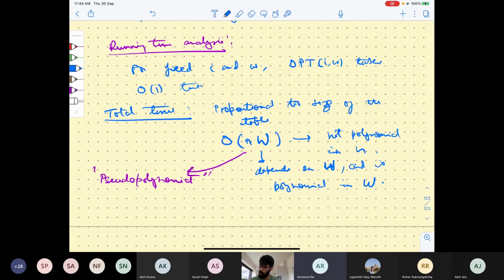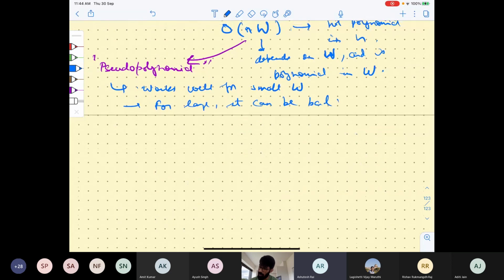And this algorithm will work well for small W, but for large W, it can be bad. So always have this in mind whenever you are doing this sort of DP on weighted things, that it is not exactly a polynomial time algorithm, but something slightly different. It's called pseudo polynomial. Good. So this is the problem.